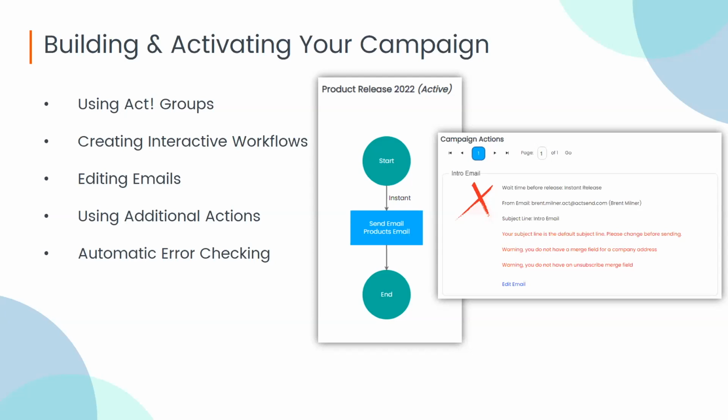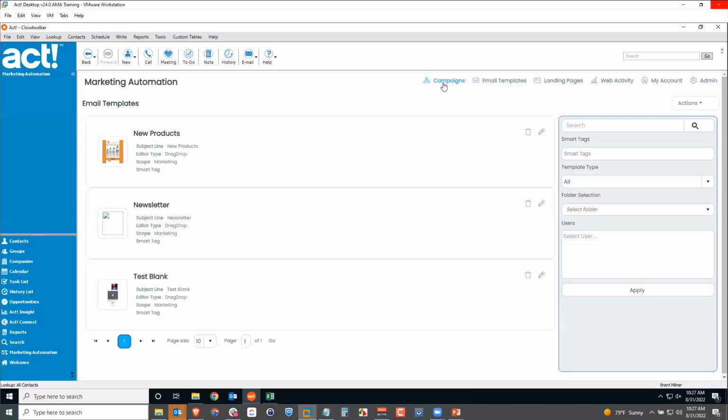You can also edit the emails directly from within the campaigns themselves, which we'll talk about. And then you can use additional actions, such as sending yourself a notification or adding your audience to a different campaign. Once you get to the point where you're going to activate your campaign, Act Marketing Automation does a check for you to make sure there are no errors, which we will also do, just so you can see what those errors look like.